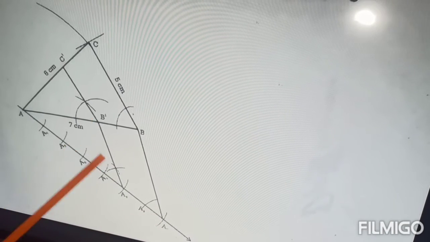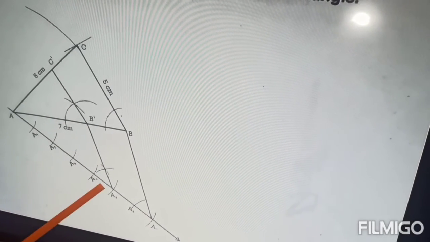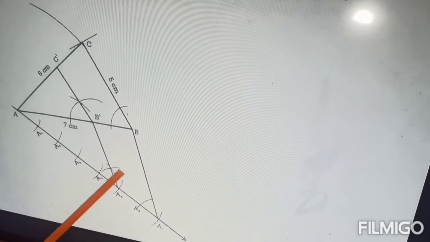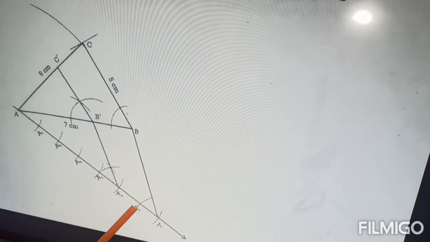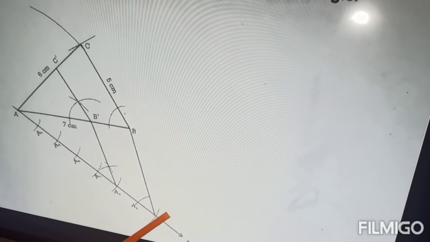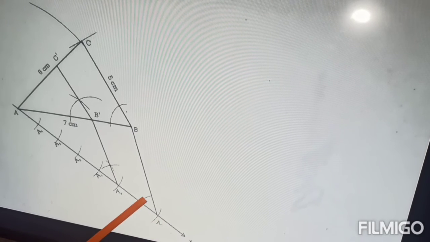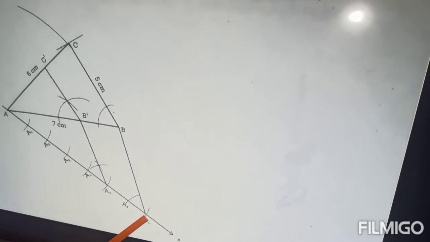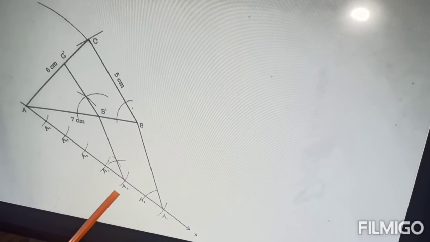This line should be parallel. How will we construct that parallel line? This line should be parallel with this. How will we make it? First, put one arc with any measurement at A7, and at A5 also put one arc. Both should be the same measurement, the same arc, from A7 and from A5.